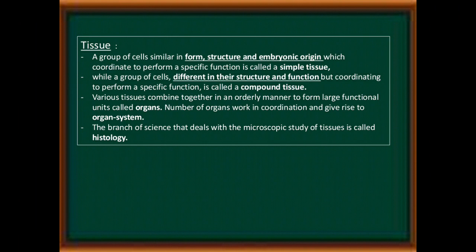Tissue, a group of cells similar in form, structure and embryonic origin, which coordinate to perform a specific function, is called simple tissue. While a group of cells different in their structure and function but coordinating to perform a specific function is called compound tissue. Various tissues combine together in an orderly manner to form large functional units called organs. A number of organs work in coordination and give rise to organ system. The branch of science that deals with the microscopic study of tissue is called histology. Histology is the study of tissue.